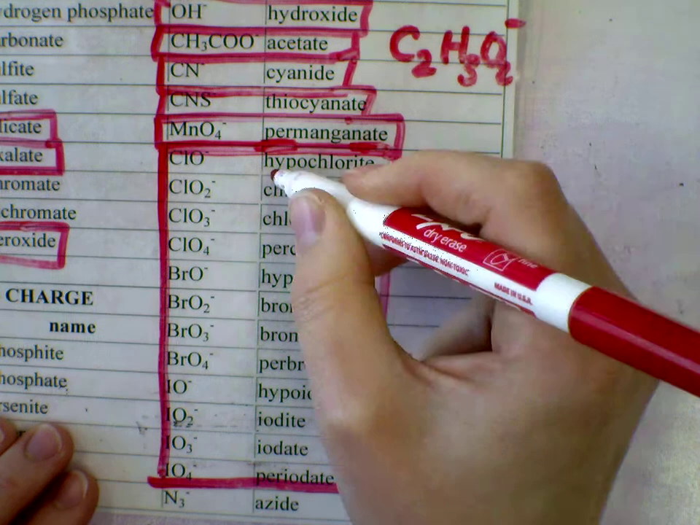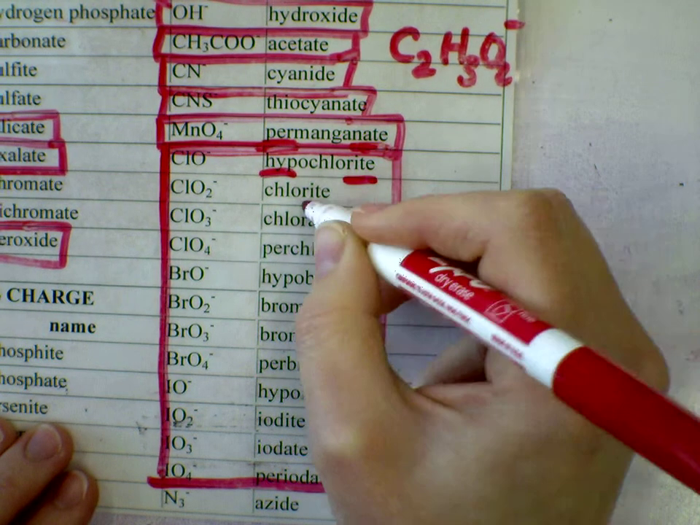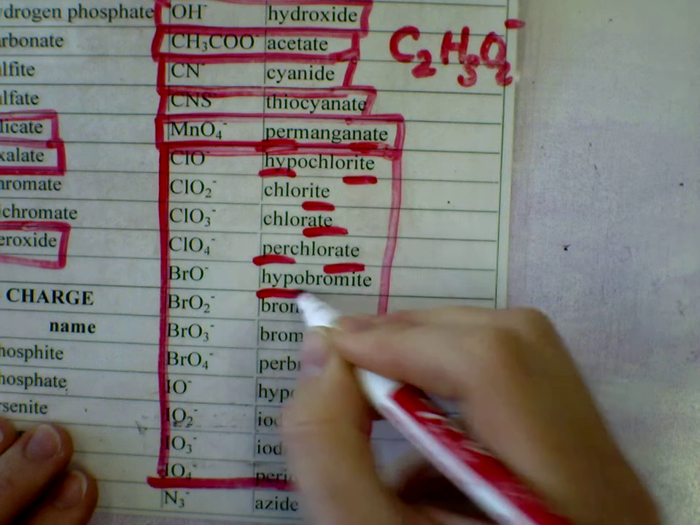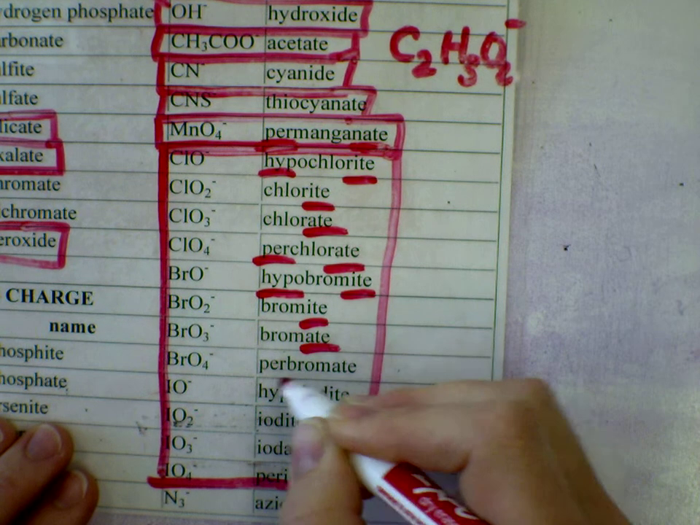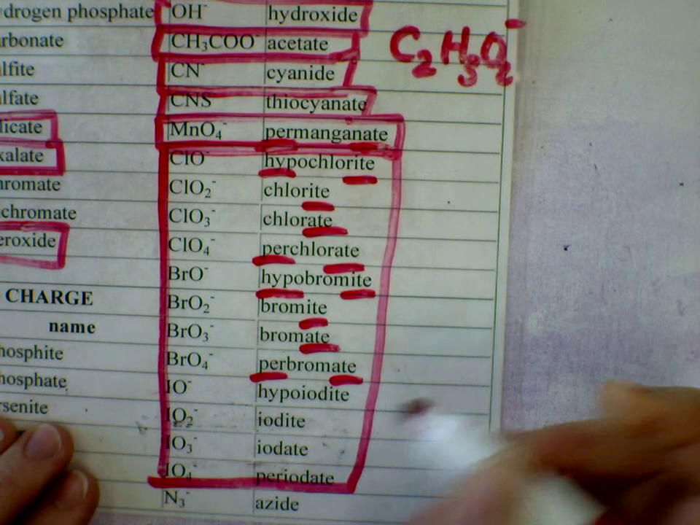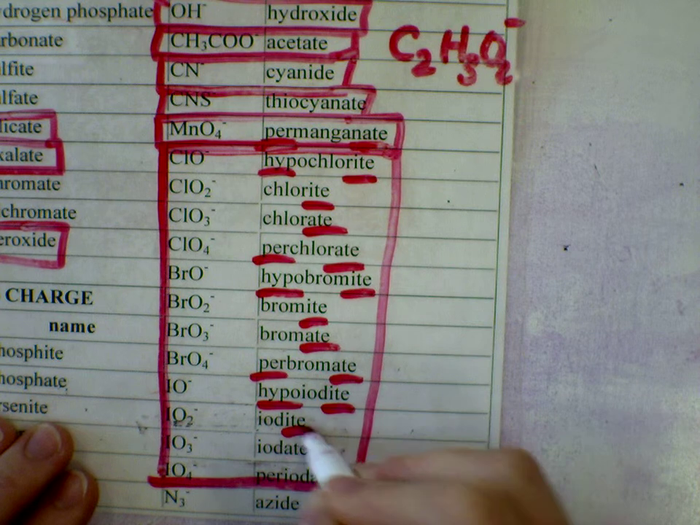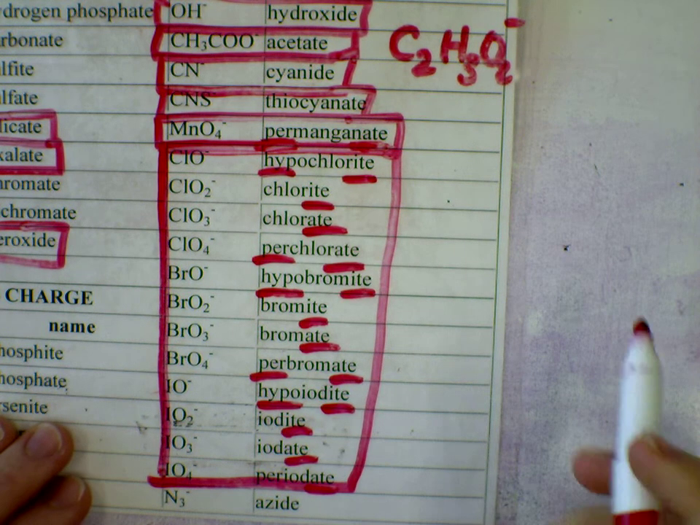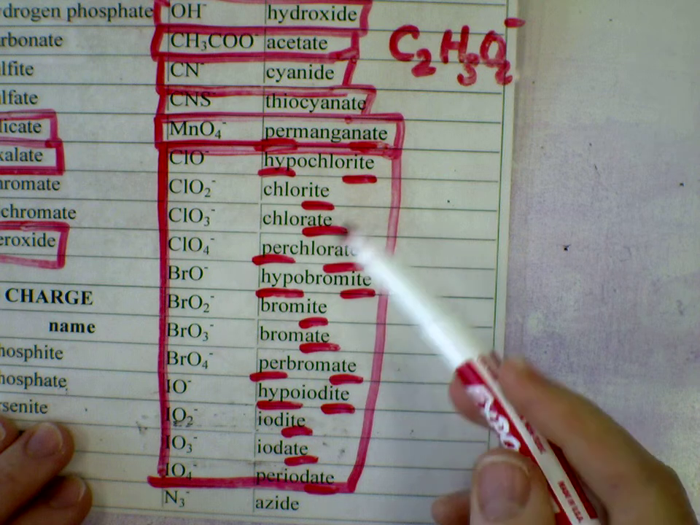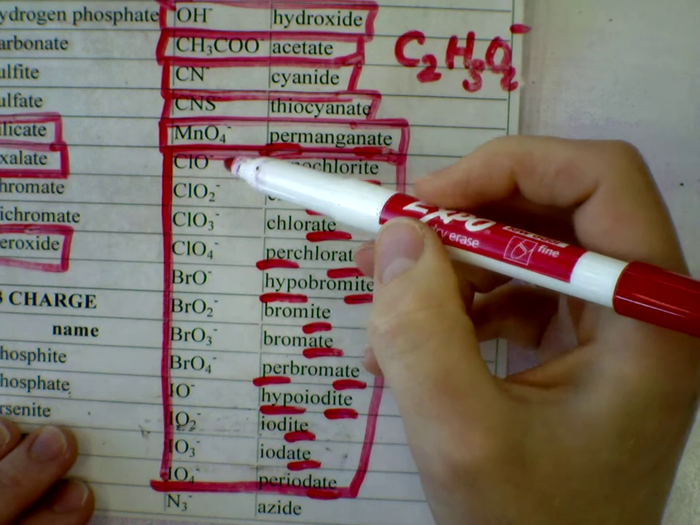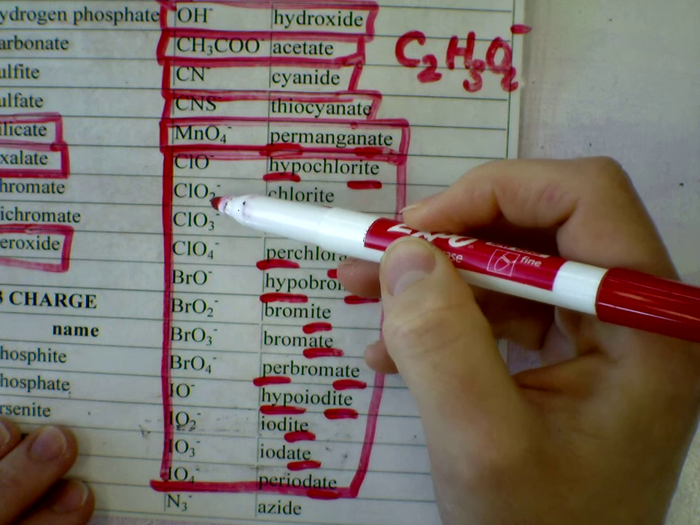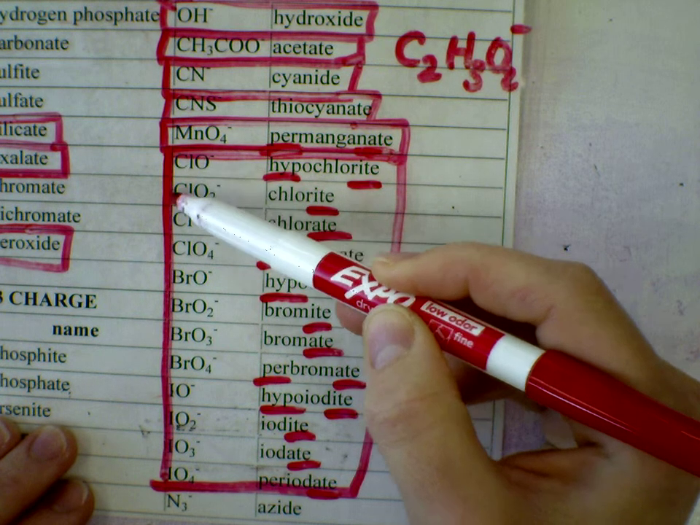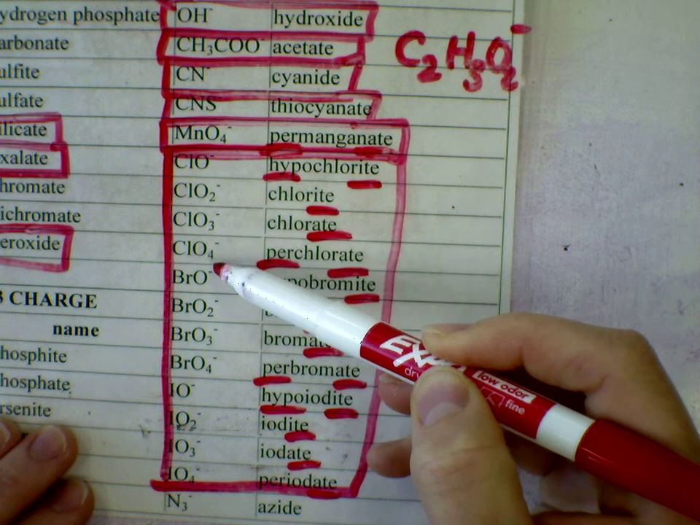You're going to notice that we have hypo-ite, ite, ate, per-ate. Hypochlorite, chlorite, chlorate, perchlorate. And again, hypoiodite, iodite, iodate, periodate. Okay? So there's this repeating pattern. And all that's going on here is you're adding an oxygen. The charge is still -1. But you have ClO, ClO2, ClO3, ClO4.